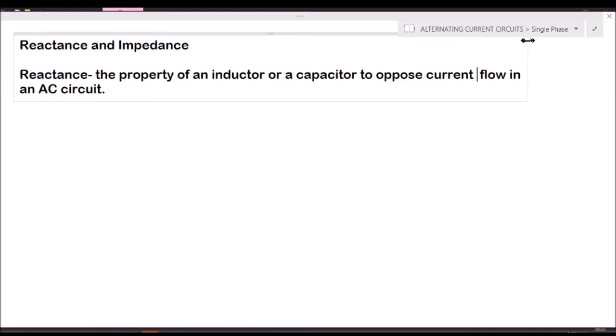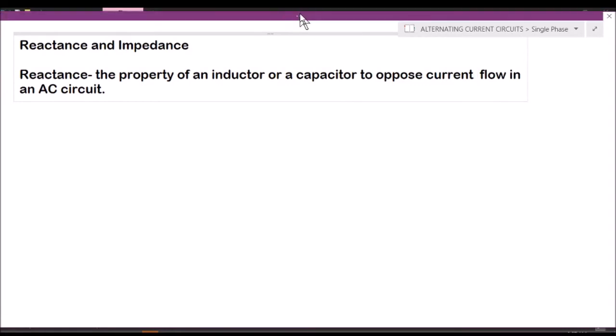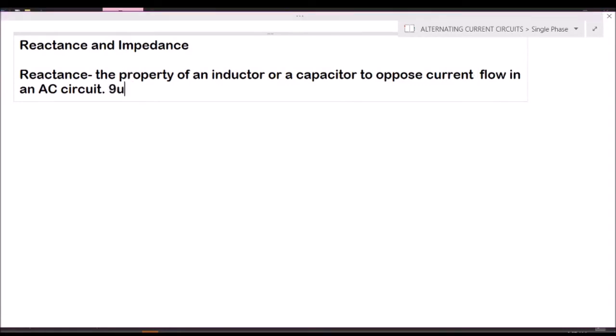So that is reactance. Now the question is, if reactance has the same property or the same definition as resistance, then what is the unit for reactance? Just like resistance, the unit for reactance is ohms.